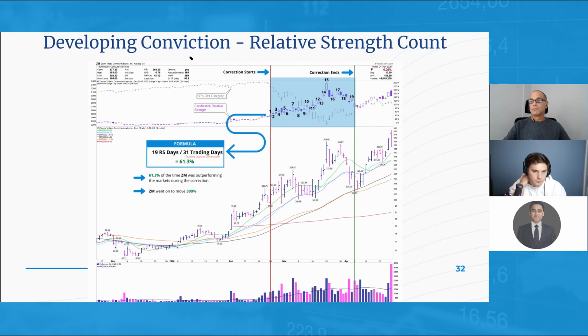Okay, so the second concept under developing conviction is we get really granular. It's just a variant of what the relative strength line is doing on a day-to-day basis.